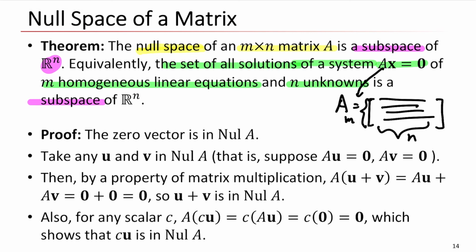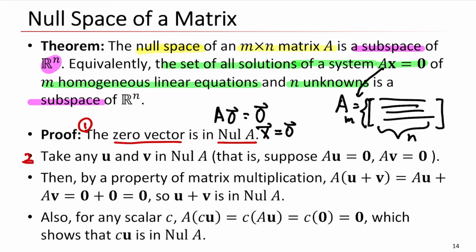Okay, let's prove it. First of all, the zero vector is in the null space. Why? Because A times the zero vector is equal to the zero vector, right? Every homogeneous system has a trivial solution x equals 0, right? So in this case, the zero vector is in the null space.